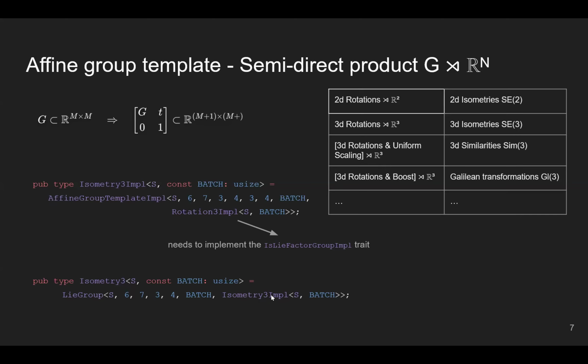Well, do we get everything for free? No, not really. We still need to implement the so-called Lie factor group implementation trait for Rotation3, because there are some things you need to know, for instance how to fill out some terms in an adjoint. Okay.